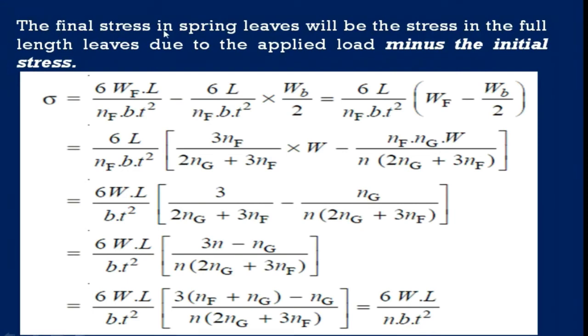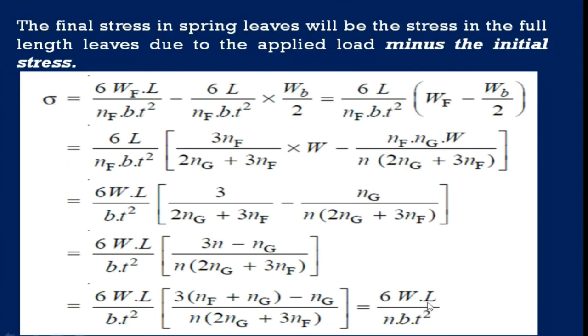That's why here, in the final question, it is not mentioned whether it is full length leaves or graduated leaves. This is the stress in spring leaves, since the stress in all the leaves is equal. That is the aim of this nipping. So keeping a gap of magnitude C between the full length leaf and graduated leaf is to make the stresses in both the leaves equal. So that's how we have the same stress in both the full length leaves and graduated leaves, denoted with sigma. We don't have any suffix like F or G here, because whether it is a graduated leaf or a full length leaf, both have the same stress.